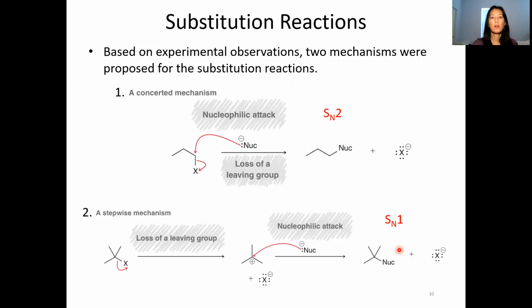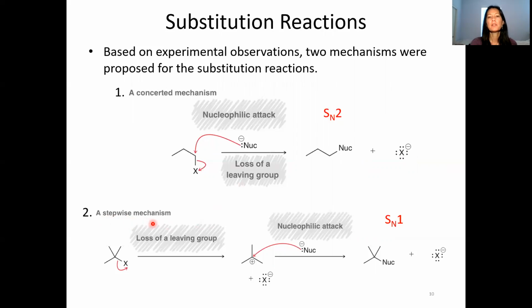I mentioned that there are two different types of substitution reactions, and these are based on their mechanisms. The first is based on a concerted mechanism. Concerted means happening simultaneously. So what happens is you have a nucleophile in your substitution reaction, and it's going to attack your substrate and kick out the leaving group. All of that happens at the same time. That's the concerted mechanism to give you your substitution product, where now the nucleophile replaced the halogen. We call this SN2.